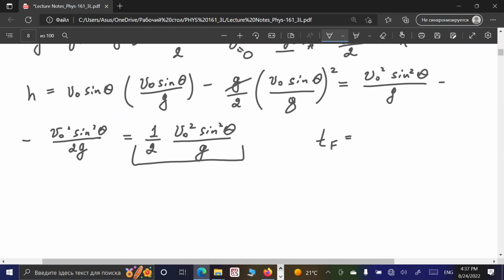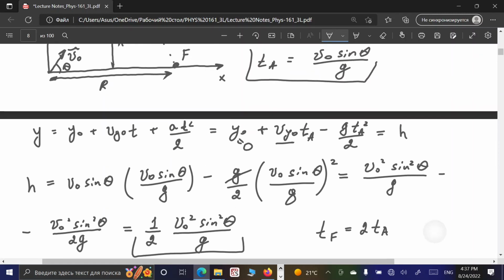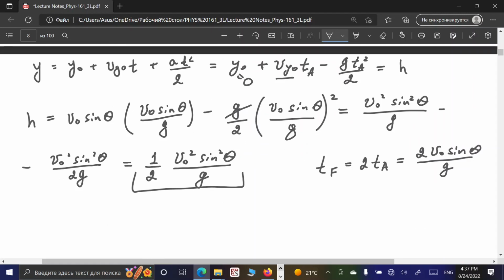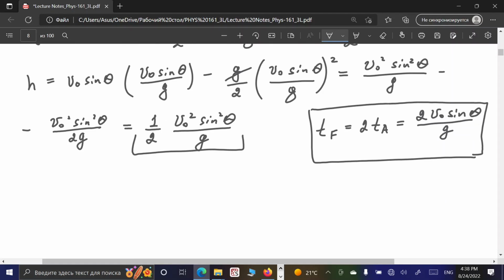So let us write it here. tf will be equal to 2 ta, and we know that ta is given as v naught times sine theta divided by g. So it will be 2 times v naught sine theta divided by g. So that is the time when the projectile reaches the final point of the trajectory.